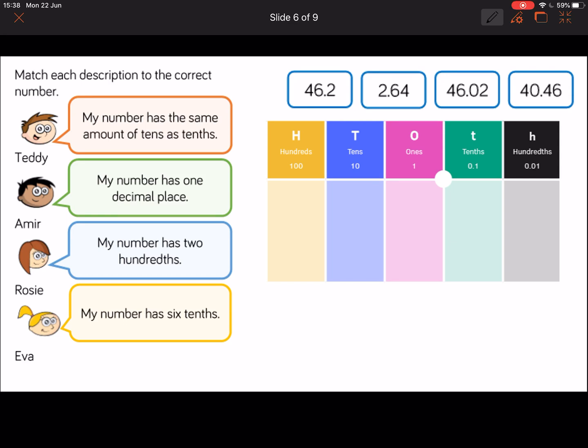Now I've put this place value chart here so you could have a go by yourself first. You've got a possible of 1, 2, 3, 4 answers at the top here that could match each one of those people. Have a go, pause the video, and then we'll go through it together.